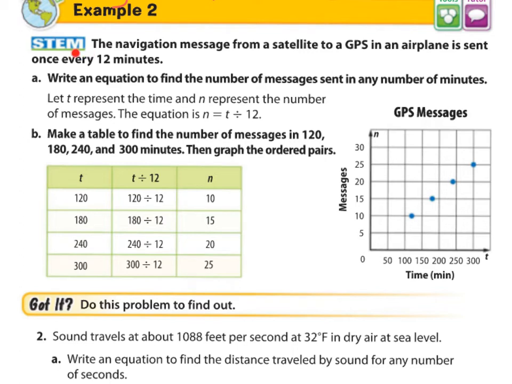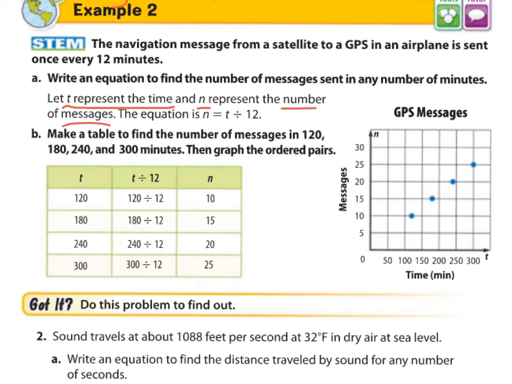I love graphs. Okay, the navigation message from a satellite to a GPS, a global positioning system, in an airplane is sent once every 12 minutes. Write an equation to find the number of messages sent in any number of minutes. Once every 12 minutes, got it. So let t represent the time and n represent the number of messages. Okay, so let's keep that in mind, that t will be time and n is number of messages.